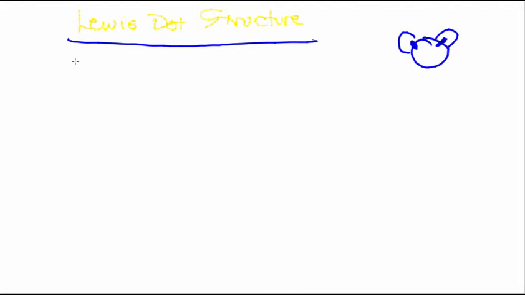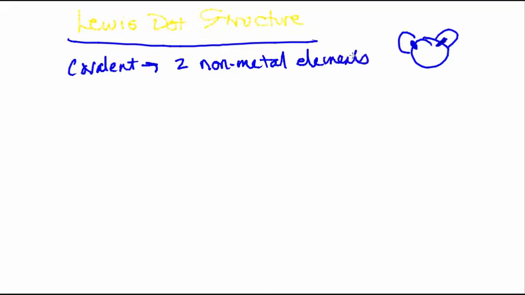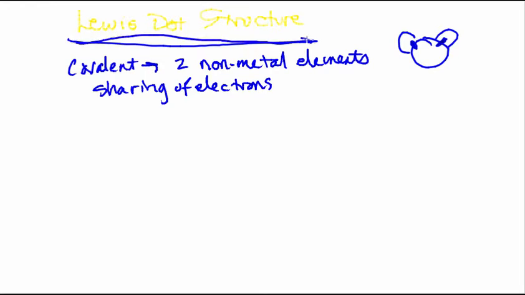Remember, we talked about a covalent bond being between 2 or more nonmetal elements. And we talked about it being a sharing of electrons. So the question arises, can the way they are shared be described? And the answer is yes. It can be described by drawing this Lewis dot structure.